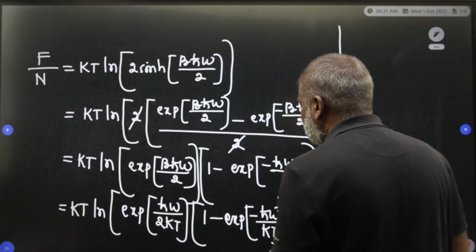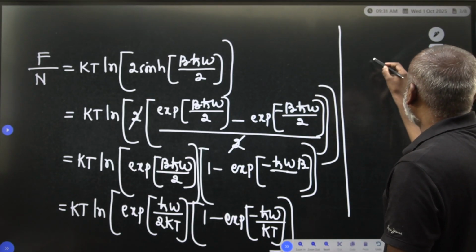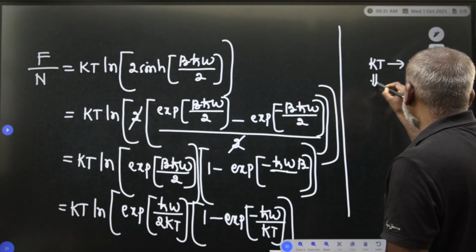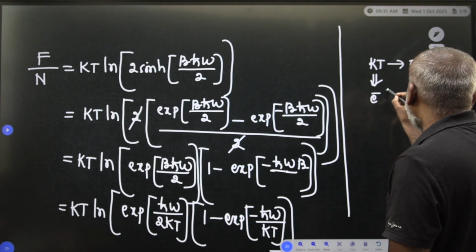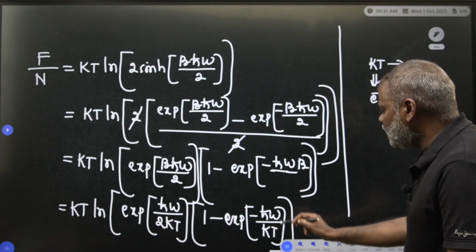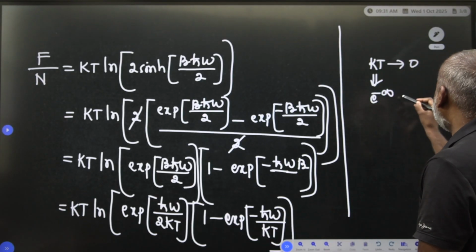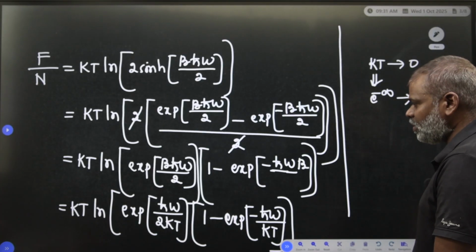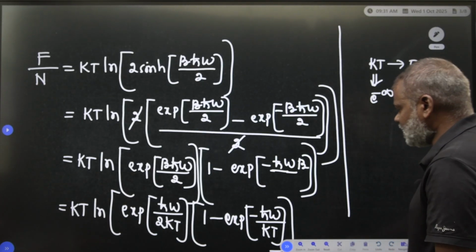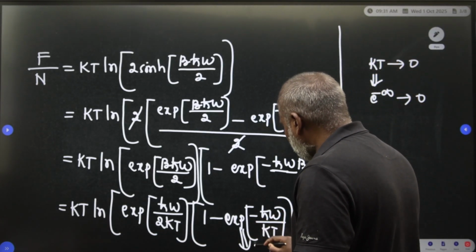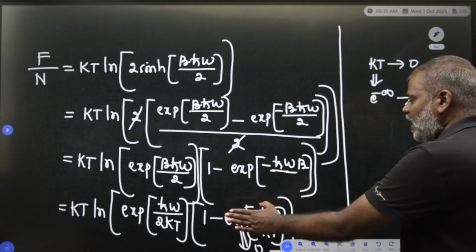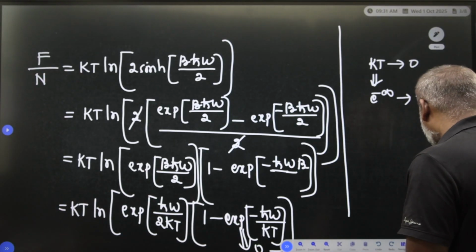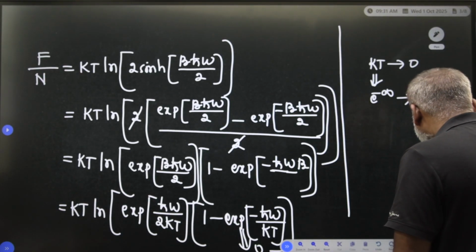But you know that kT tends to 0. If kT tends to 0, exponential of minus infinity will come, something by 0 is equal to infinity. So exponential of minus infinity is equal to 0. Now you are able to write that this entire term is going to become 0. Next, you are able to expand that exponential term.